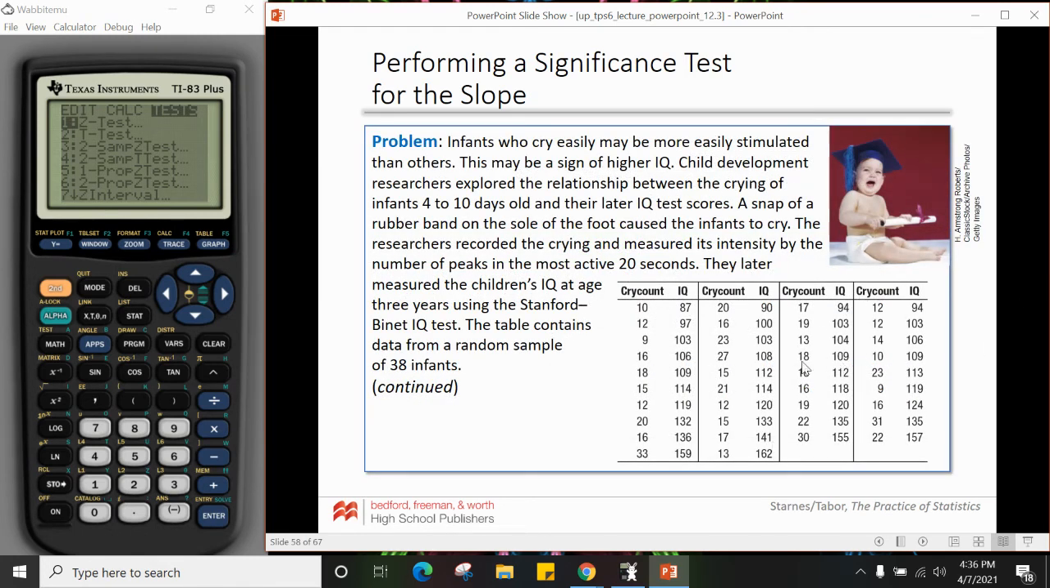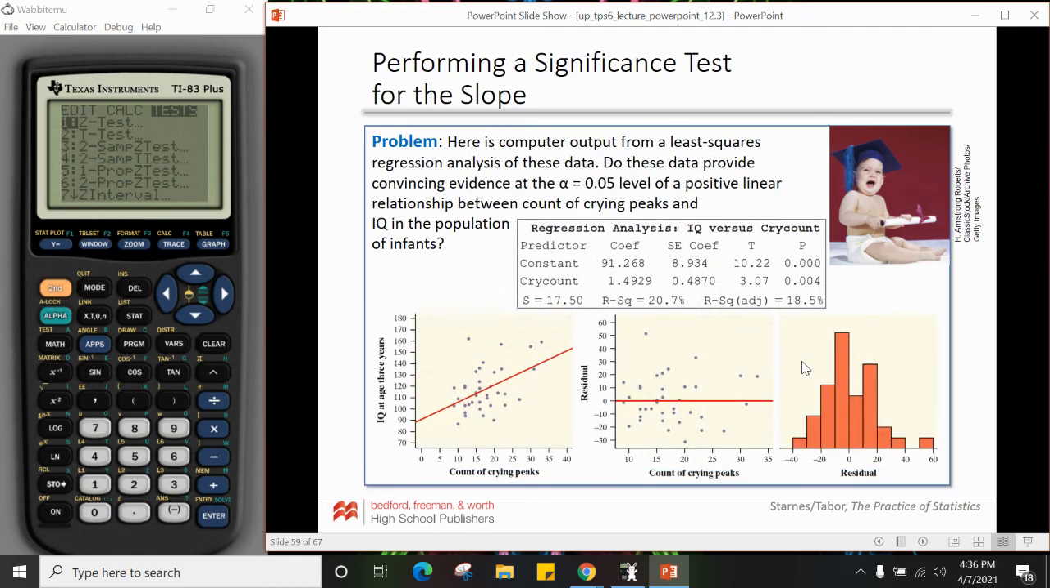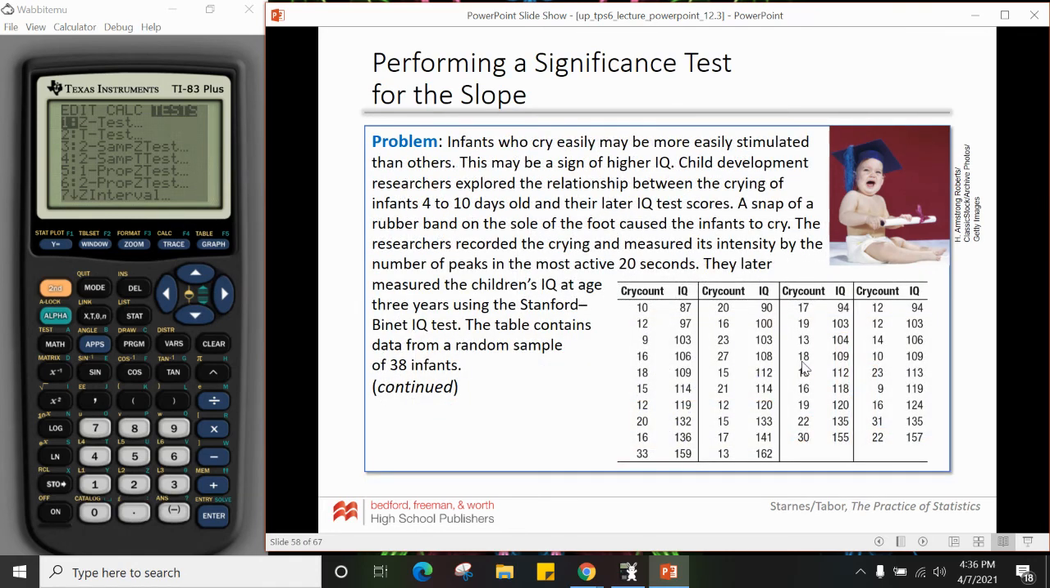And I believe this is, again, we're not going to type all that data in, but we could, and I'll do the test for the data I have in my calculator right now. I'm not going to do it for here. But for this problem, infants who cry easily may be more easily stimulated than others.